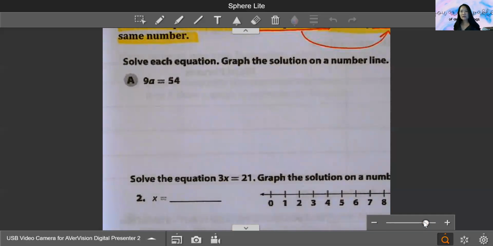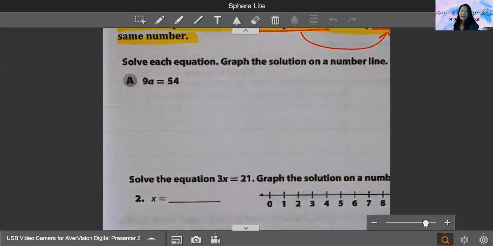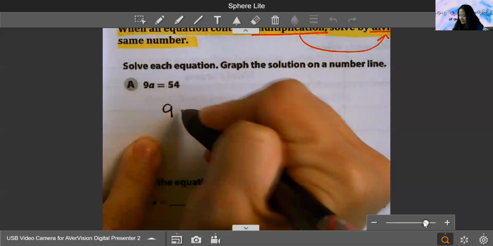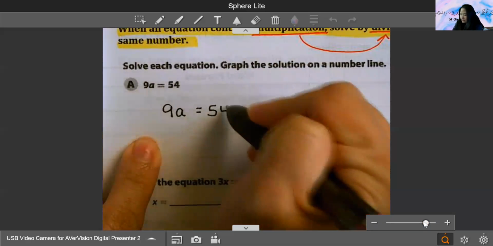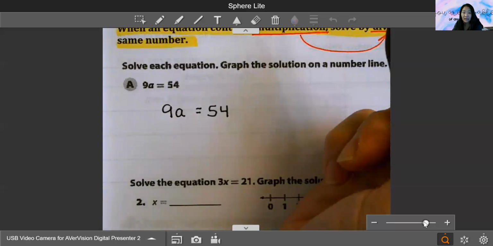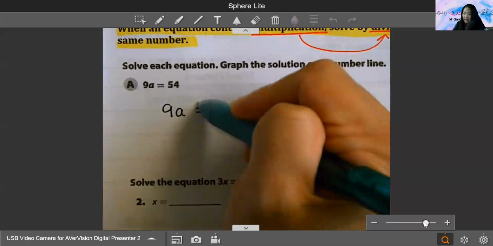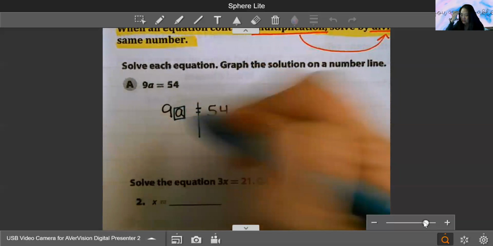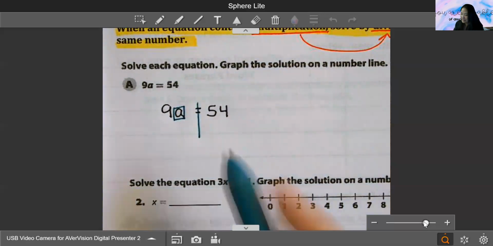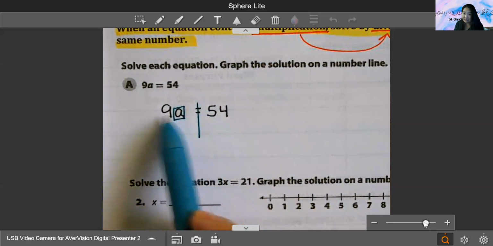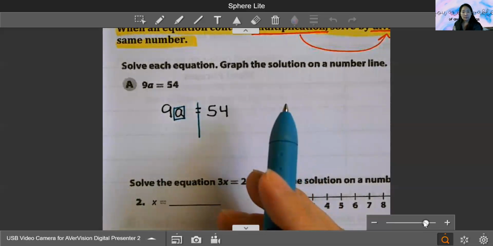It says solve each equation, graph the solution on a number line. So I have 9a equals 54. I'm going to first write the original problem, which is 9a equals 54. We know that 9a means 9 times a, okay? So let's follow the exact same procedure as we did in our previous lesson. First I wrote the original problem. Now I'm going to draw the line, box my variable. The number that I want to get rid of is 9. Remember, I always want to get rid of the number that's on the same side as the variable, in this case the 9, by doing the opposite operation on both sides.